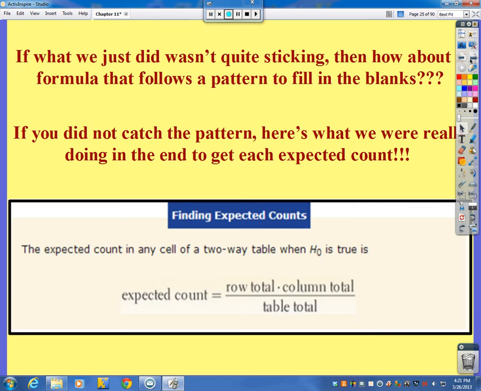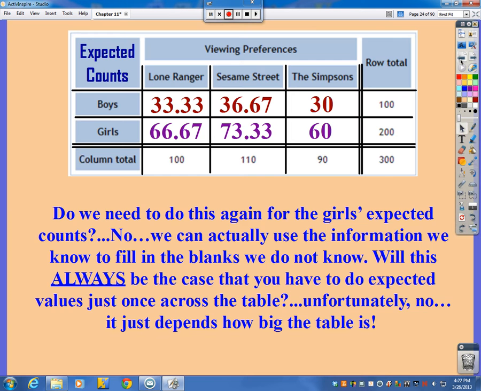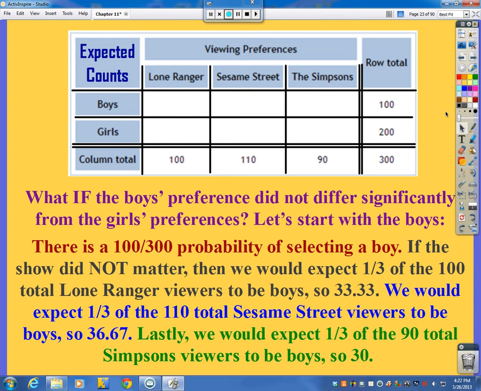Now, if you didn't notice what I was really doing there, here is a way that you can get those numbers easily. Just apply this pattern. What we were really doing was taking the row total times the column total divided by what I called the total. So let me jump back here. Let's clear this off. So if I wanted to figure out the expected count, how many boys would I expect to watch The Lone Ranger?